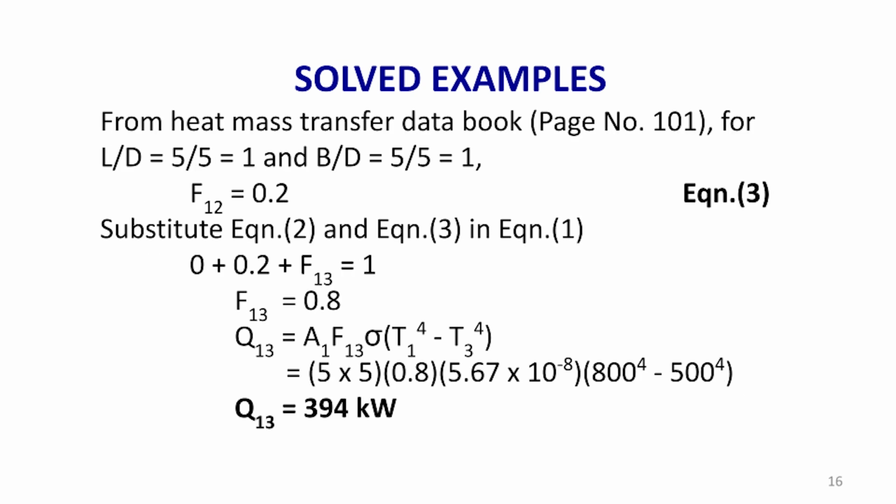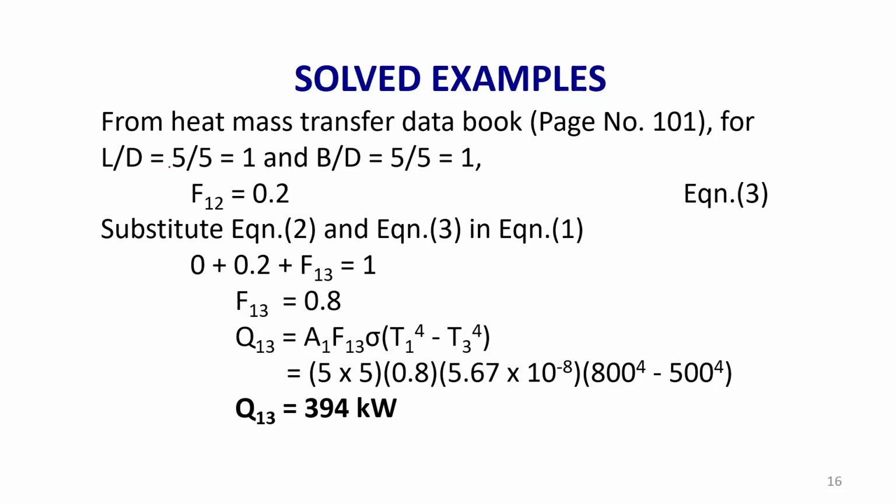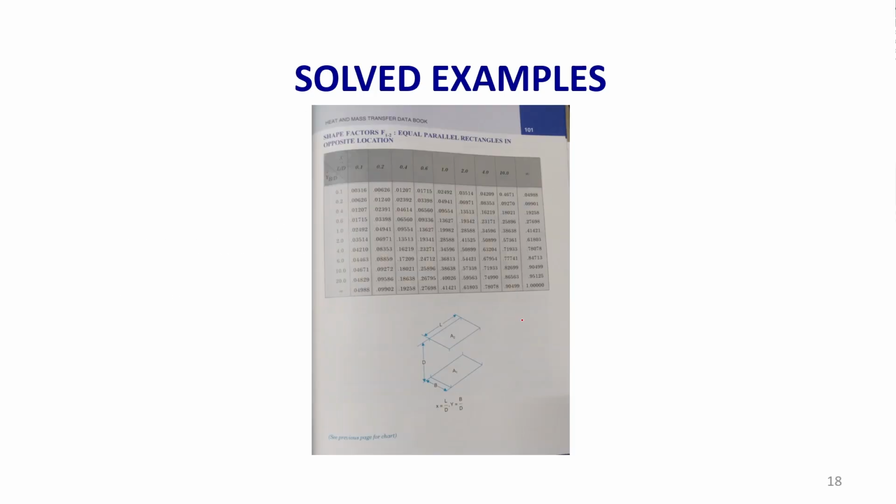Now, from the heat and mass transfer data book, I have given the page number. Again, let me emphasize, I am using the 9th edition of the heat and mass transfer data book published by C.P. Kothandaraman and Subramanyan. So, according to that edition only the page numbers are given. So, L by D, what is L by D? L is the length of the cube. D is the distance between the base surface and the top surface, and B is the width or breadth of the cube. So, the terms are used here. L, this is L, this vertical distance is D, and this is B.